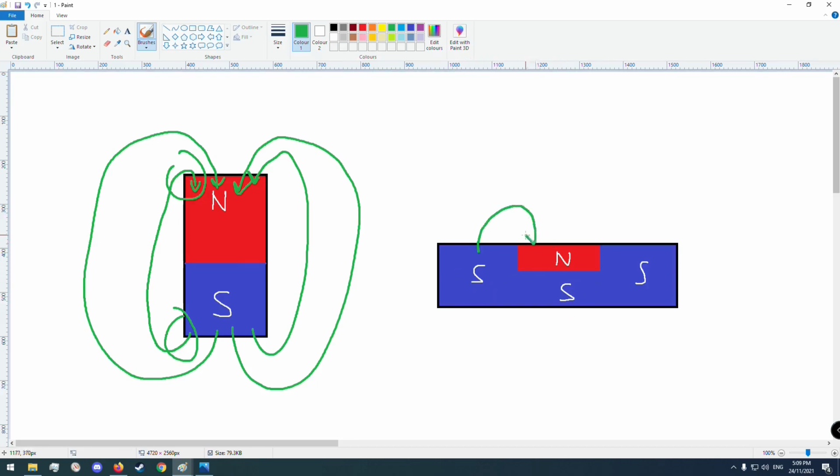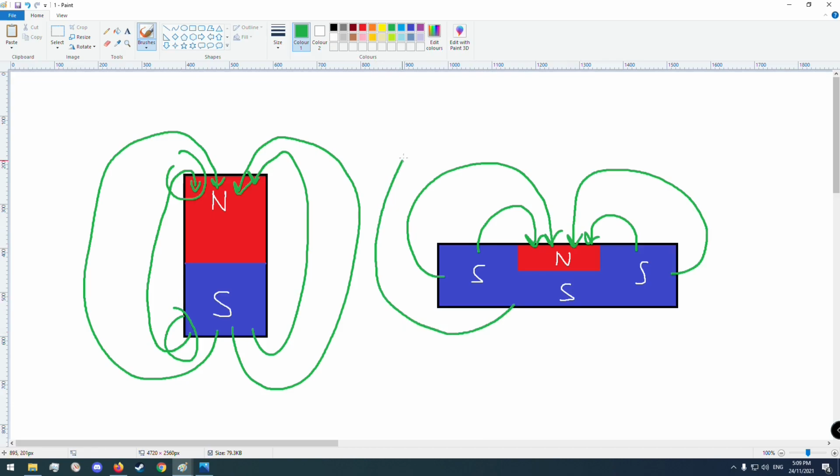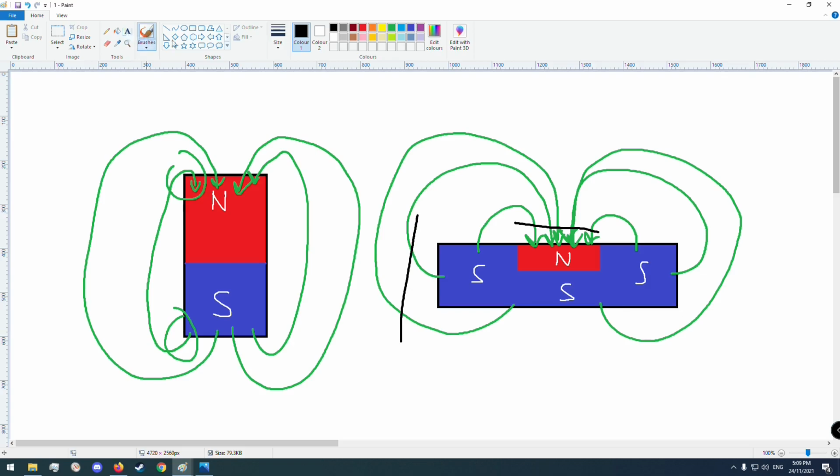What would happen in this case is you would get something like this. So all that really happens is the magnetic field is focused very tightly onto this spot right here. There's a lot of magnetic field here and not much here, as they're very spread out.